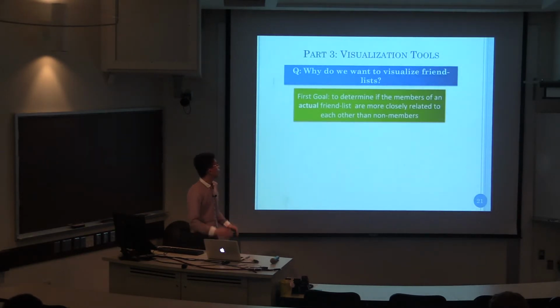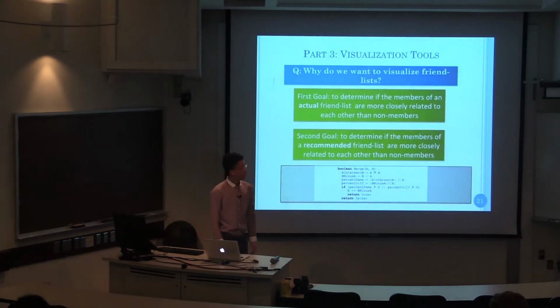The first goal is to determine whether the members of an actual friend list, which is the user's real friend list in their Facebook account, are more closely related to each other than non-members. And the second goal is that we also want to verify this fact for the recommended list, so that we can compare the relationship inside the recommended list with that of the actual friend list. In this way, we can make a conclusion about how good the algorithm is.